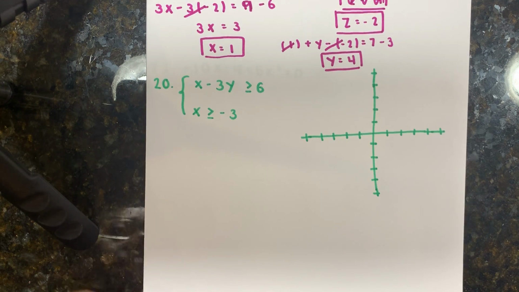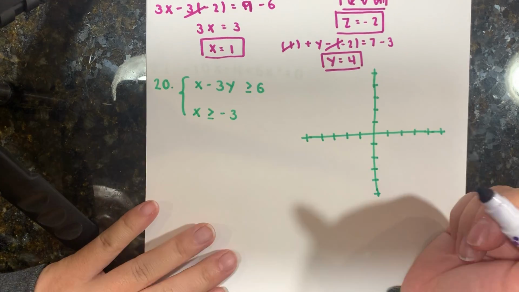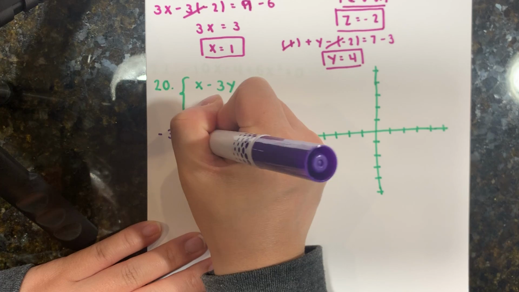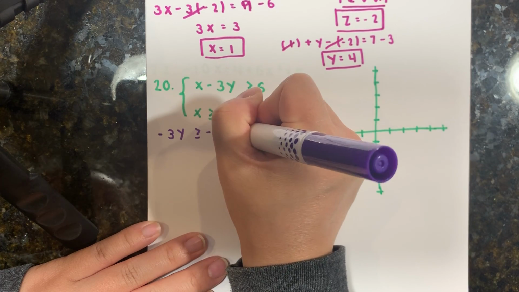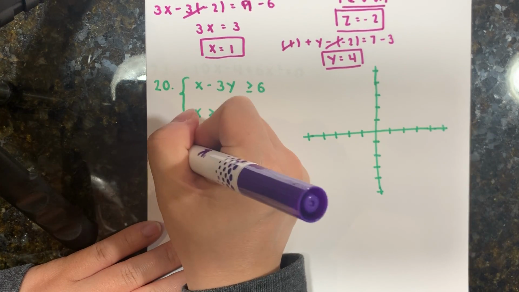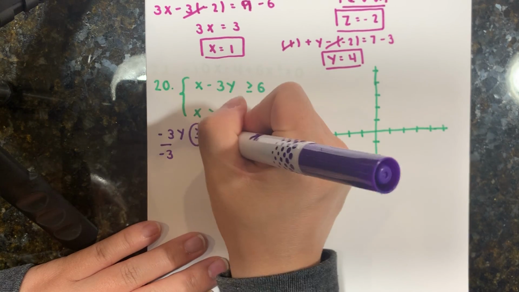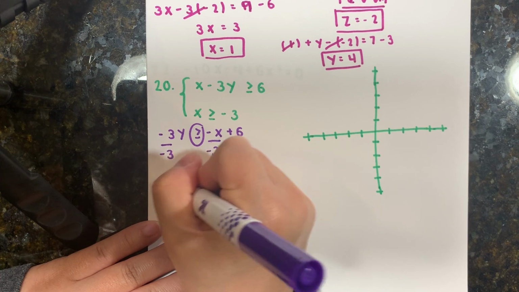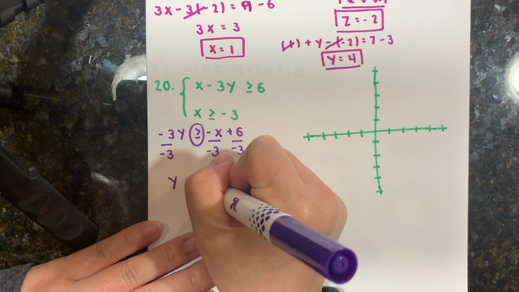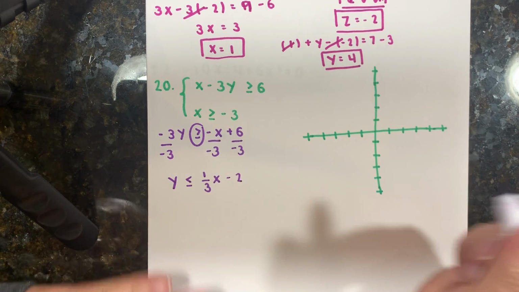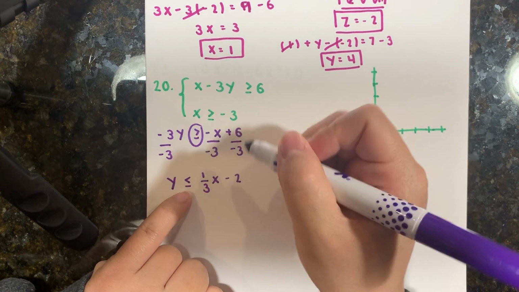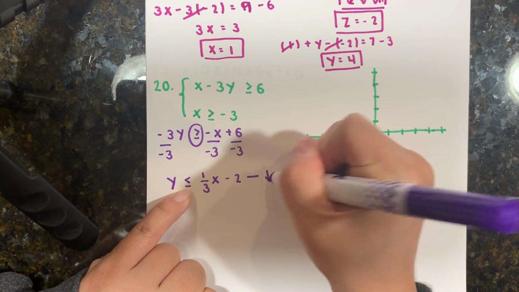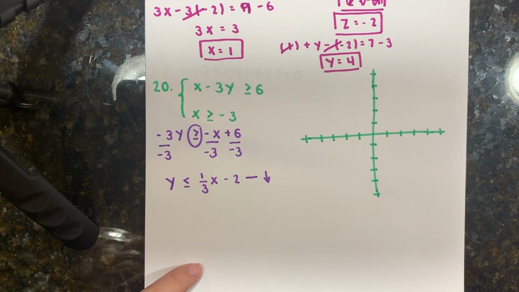Now moving on to number 20. I need to solve this equation for y, so I'm going to move the x to the other side. Get negative 3y is greater than or equal to negative x plus 6. When you divide by negative 3, remember you have to flip the inequality because you're dividing by a negative. So that would be y is less than or equal to 1/3 x minus 2. Now it's an equal sign underneath, so it's going to be a solid line, and we're going to shade everything below because it says less than.